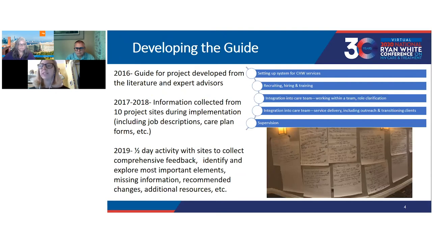I wanted to provide a little bit of context about how the guide was developed. In 2016, we first developed a guide for the 10 sites that were engaged in this initiative with us. And that guide was developed from the literature and also from expert advisors, including experts in HIV service delivery, peers, and also folks who were expert in the training of community health workers, as well as community health worker programs, both within HIV and in other chronic diseases. And then we embarked on the implementation process with the 10 project sites and collected information from them throughout on their implementation, on the policies and procedures they were putting into place, on their challenges and on their lessons learned.